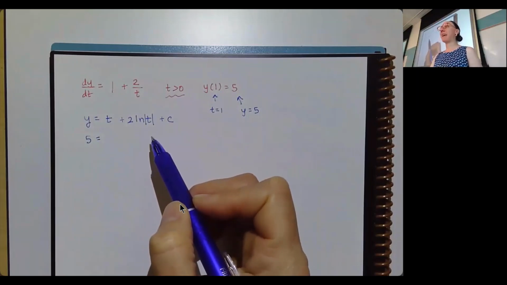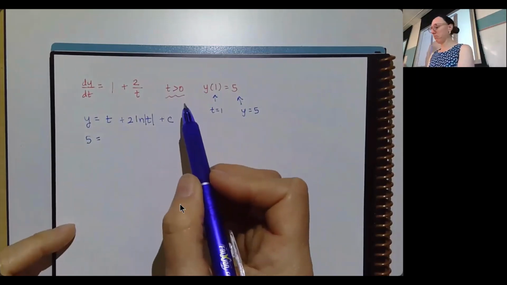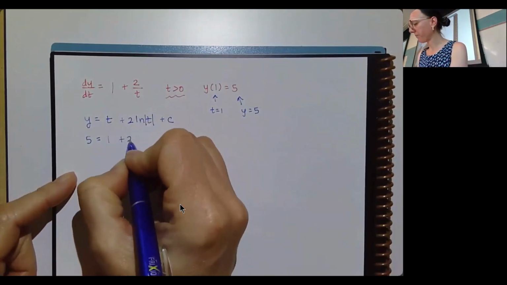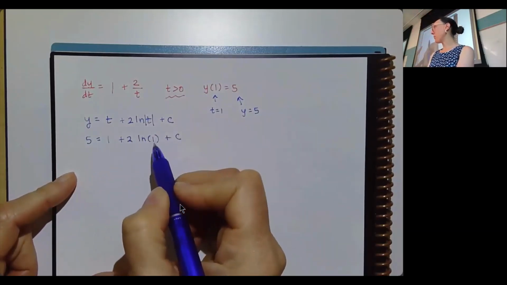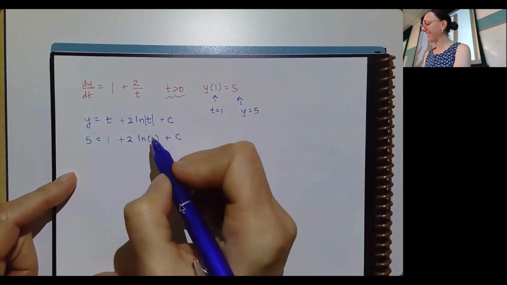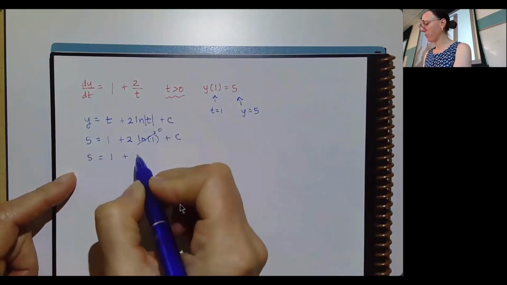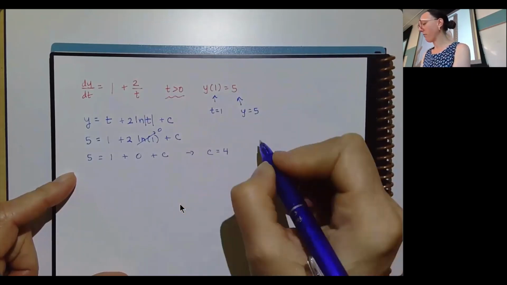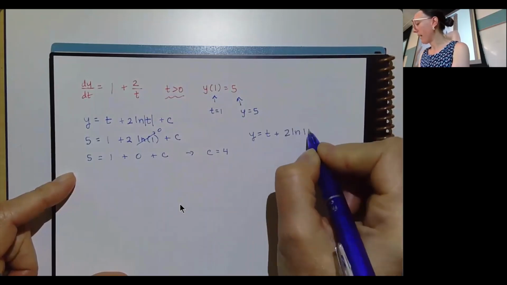There are going to be some cases where we have to actually figure out whether it was going to be positive or negative. But in this case, didn't have to worry about it. So now I'm going to plug in the 1 for t. Natural log of 1 is a number we're supposed to know. Natural log of 1 is 0. Which means I've got 5 is equal to 1 plus 0 plus c. And c is going to have to be 4. So my final answer would look like y is equal to t plus 2 ln absolute value of t if you want, plus 4.